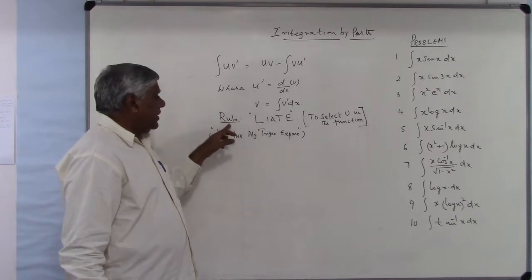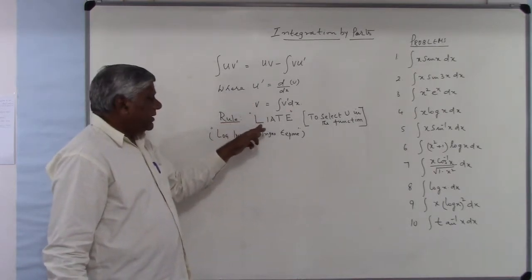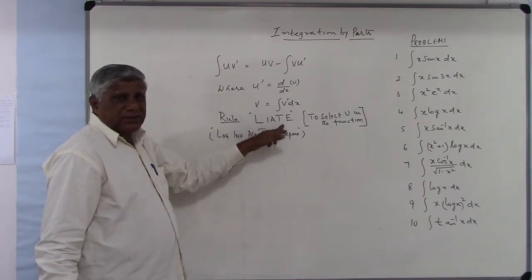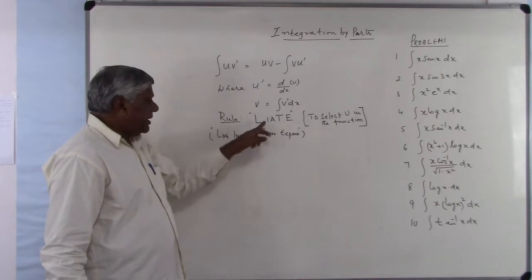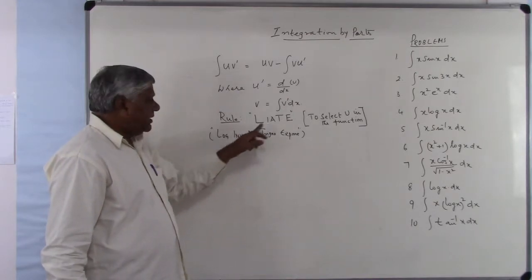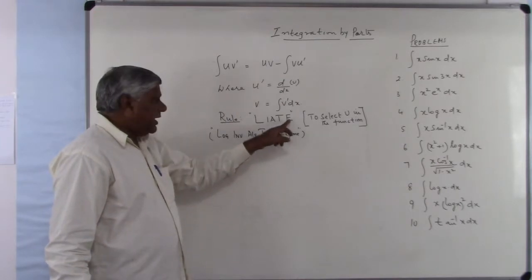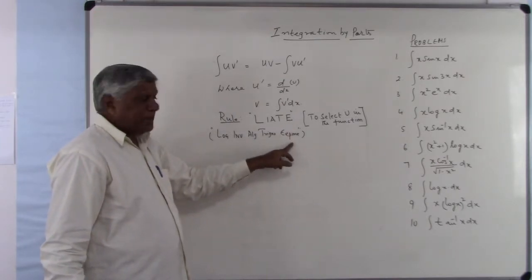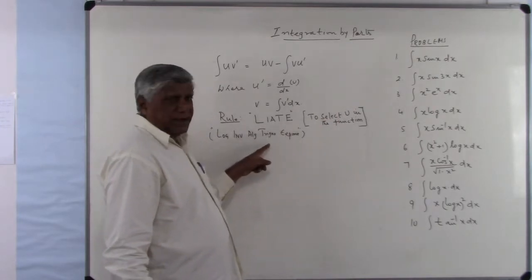Now, we have to follow a certain rule. Here it is LIATE. LIATE means L is logarithm, I is the inverse function, A is the algebraic function, T is trigonometric function, and E is the exponential function. Here, which one to select as u is the priority.